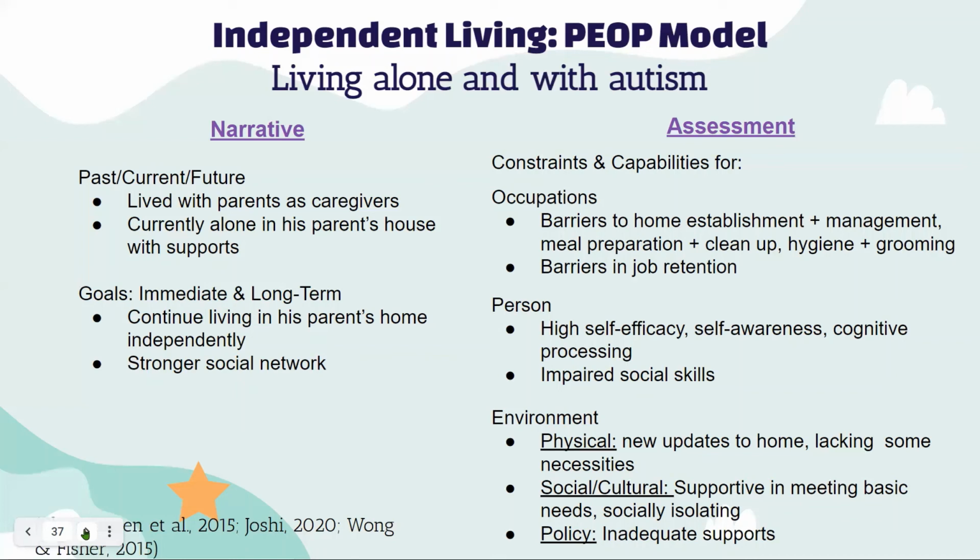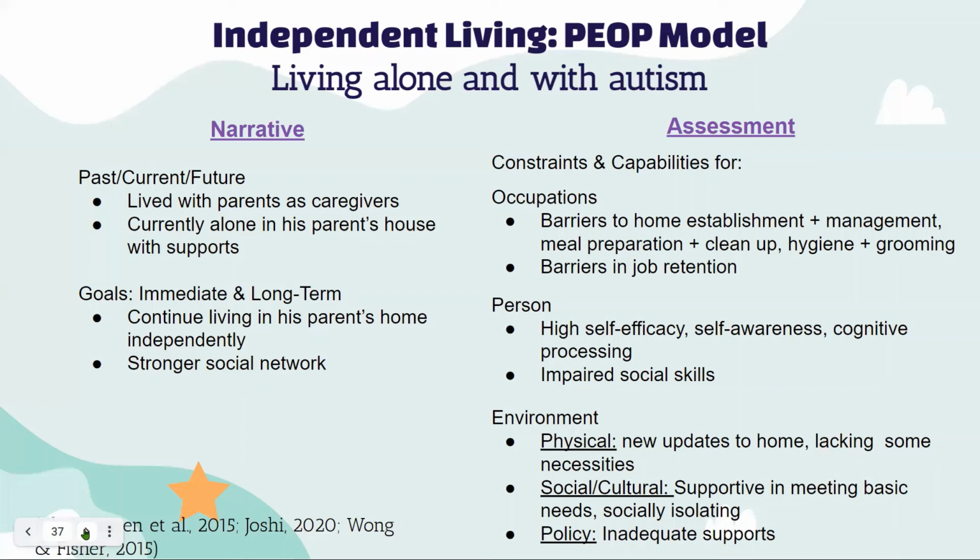Moving into occupations, person and environment, and the enablers and barriers regarding those. For the occupations, there were barriers to occupational performance in home establishment and management, such as household cleaning and yard work. Though capable, there was no indication that the participant was taught many life skills from his parents before they passed, and this contributed to other barriers in occupational performance, such as meal preparation and cleanup and personal hygiene and grooming.